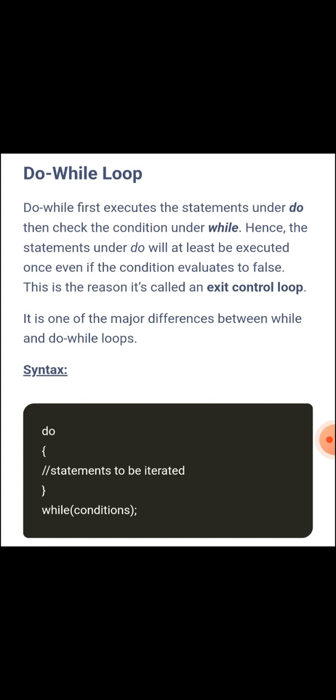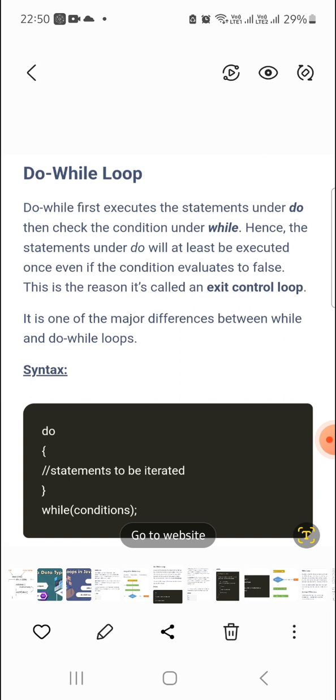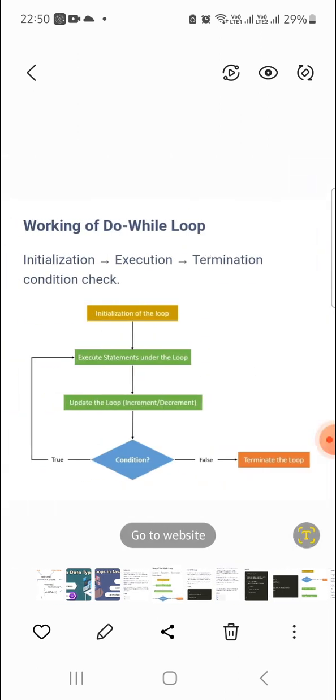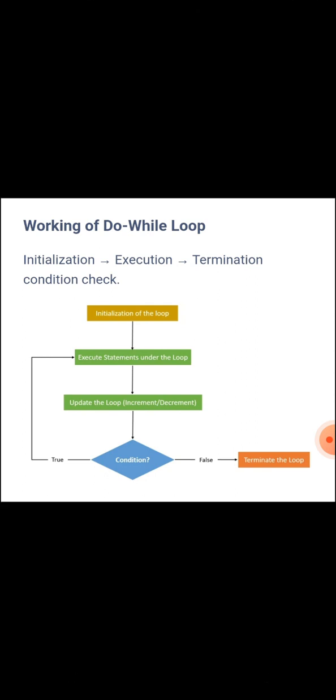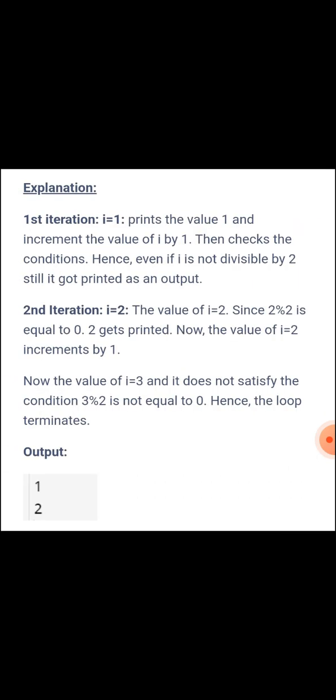It is one of the major differences between while and do while. While is your entry control loop, and do while is your exit control loop. Syntax is this: do, curly braces open, statement to be iterated, curly braces close, and while condition. And this is the flow chart. Initialization, execute the statement under the loop, update the loop, then the condition is checked whether it's true, then execute the statement, then update, and if it's false, terminate the loop.